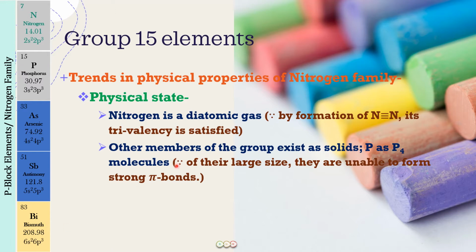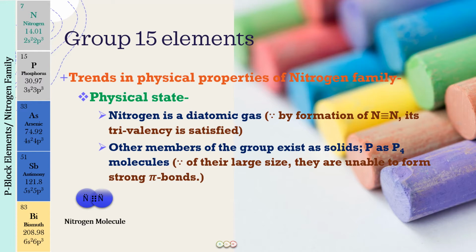Okay, and now why do they not form pi bonds? They do not form pi bonds because of their large size. The effective overlapping cannot take place, and that is why we do not see them as diatomic molecules. We see them as tetraatomic. All right, so you can look at the structures also.